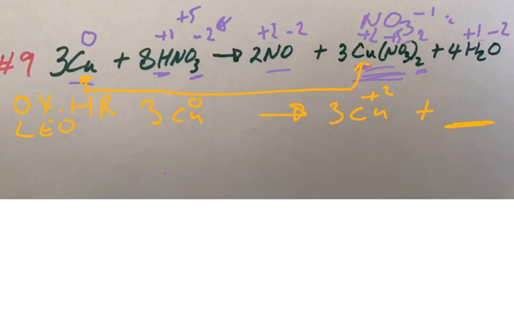So this is 3 times 0, so that's 0 right there, okay? Now, what's 3 times +2? 3 times +2 is +6, right? So what plus +6 is going to give me 0? I need 6 negatives. So I'm going to put 6 electrons right there.